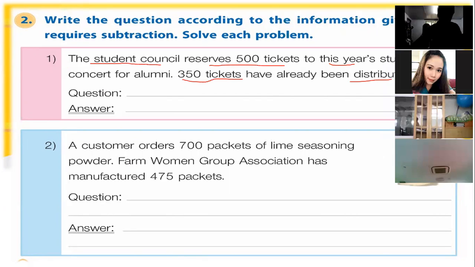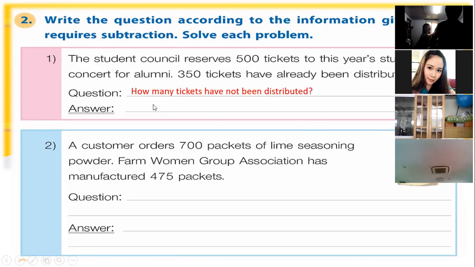How many? I know. Subtract. Yes, please. You can have your question. 150. Yes, 150 is the subtraction, but what question can we make? So we can make a simple question according to the subtraction. The question we can make, how many tickets have not been distributed?